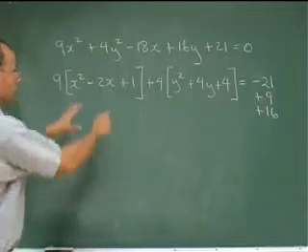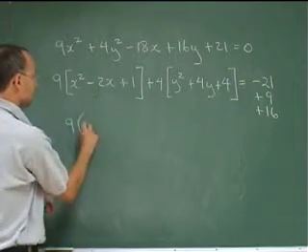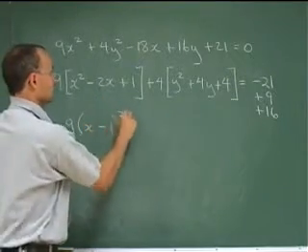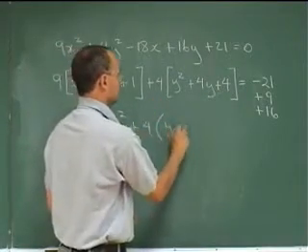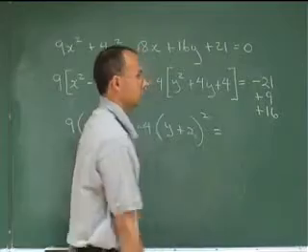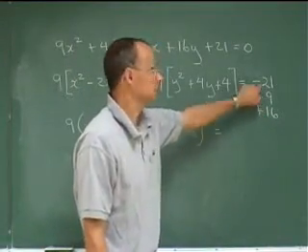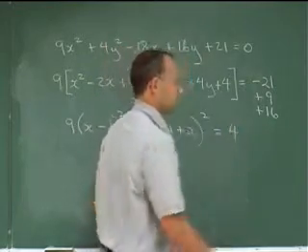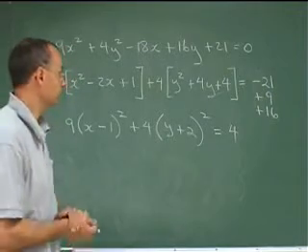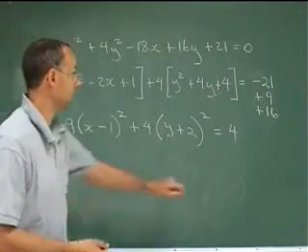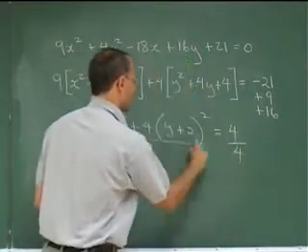So now what do we have? Well, when we factor this, it now looks like this. 9, and then we have here x minus 1 squared plus 4, and then here we have y plus 2 squared equals. Now, what do we have here? This is positive 25, take away 21. So that's 4. Okay. We're almost there. What we like to do now is get the whole thing equal to 1. So I'm going to take everything and divide by 4.